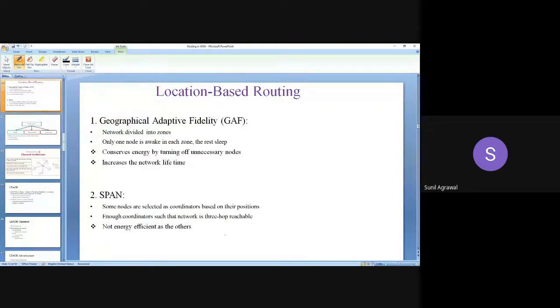Right? As I have told earlier, there may be more number of nodes covering the given or desired area. So we can allow certain nodes to go to sleep. Right? In this way, we can save the energy and increase network lifetime. In the second one, here coordinators are selected or groups are created, and coordinators take the data from the nodes and convey it to the base station. Of course, this is not efficient.